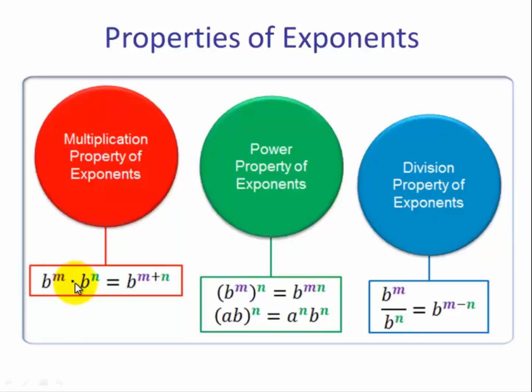If you have like bases and you are multiplying, you add the exponents. If you have a power raised to a power, you multiply the exponents. If you have more than one base to a power, then every base is raised to that power. If you divide with like bases, you subtract the powers.